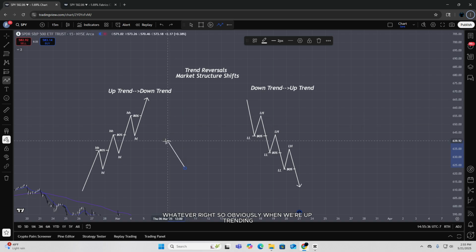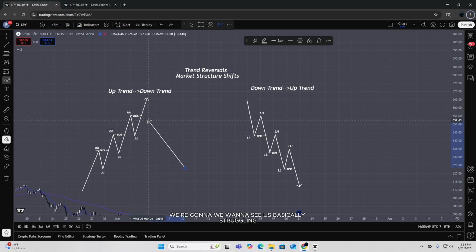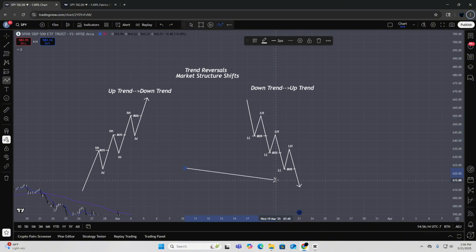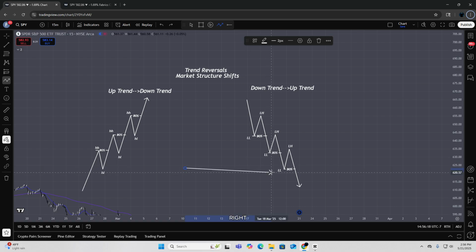Now we're going to go over trend reversals, also known as market structure shift. When we're uptrending, we're not going to uptrend forever, and the same goes for the downtrend. So we're looking for areas where the uptrend gets disrupted. We want to see us struggling to create higher highs. Same thing with the downtrend: we want to start seeing us struggle to make lower lows.